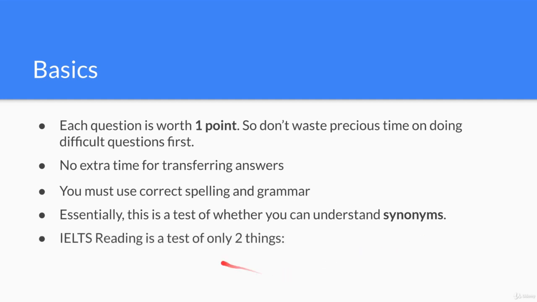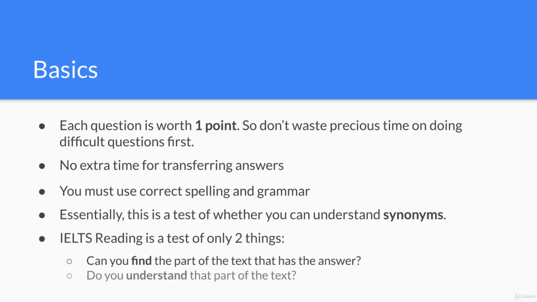You can think of the IELTS reading test as a test of only 2 things. The first thing that the examiner wants to know is, can you find the part of the text that has the answer? So this is about locating the correct sentence or the correct part where you're going to find the answer. The next thing that the examiners want to know is, do you understand that part of the text? So understanding means understanding the meaning and understanding the synonyms that are being used to communicate that meaning.